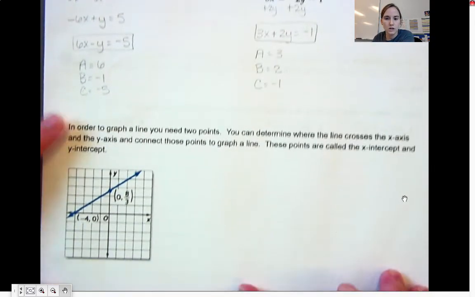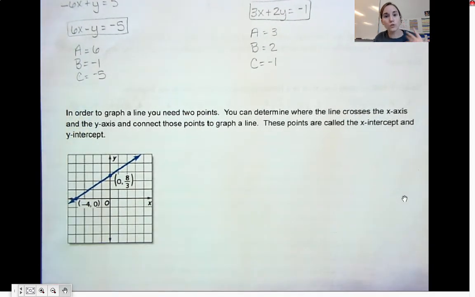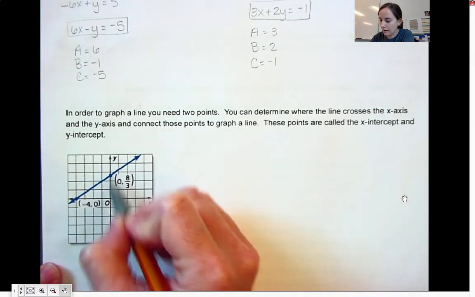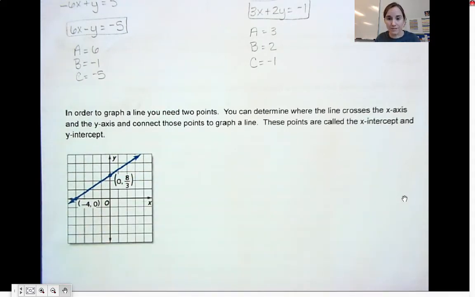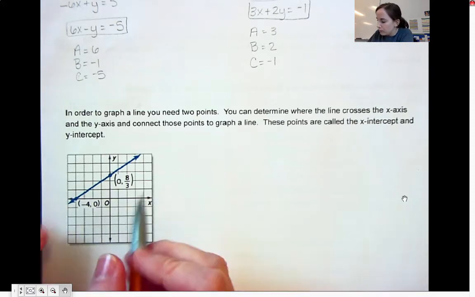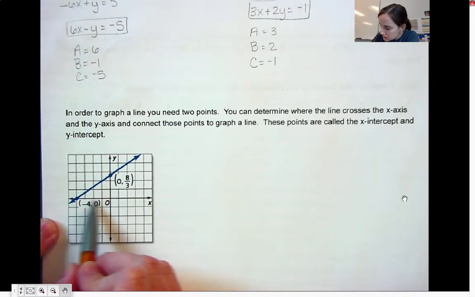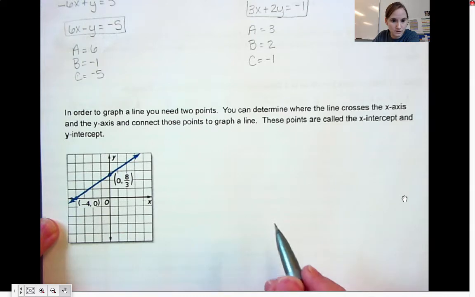Also in this lesson, you'll need to learn about intercepts. So to graph a line, you need to have 2 points. You learn this in geometry. You need to have 2 points. And you can use the points where the graph crosses the x and the y axis, so this point and this point, and connect them, and you have a line. So the place or the point where the graph crosses the axis is called intercept.